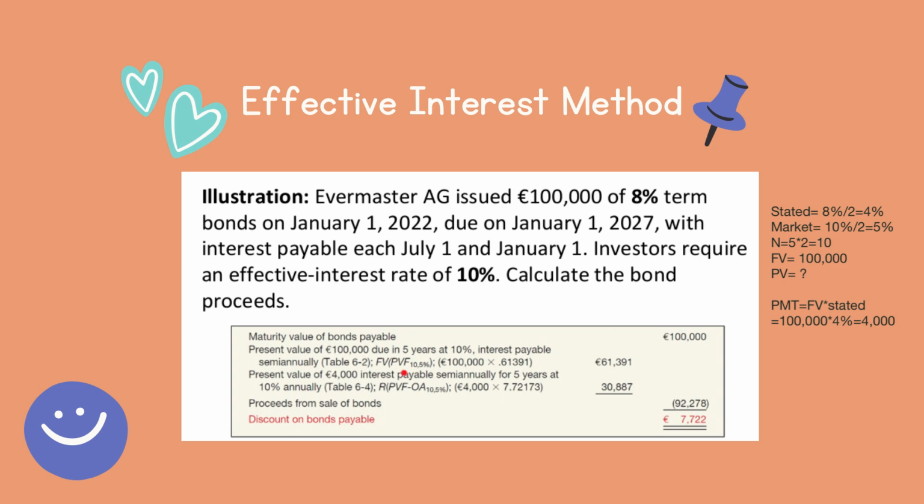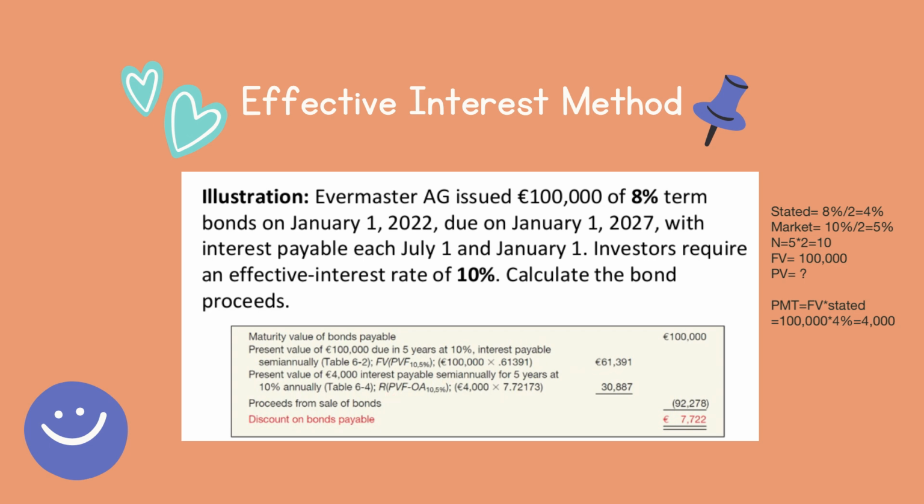See here, present value table. When N is 10, I is 5, the market rate. When we go to the tables, we always use the market rate, not the stated. Okay, the stated will be used only to calculate the payment. Okay. So we get this factor, we're gonna multiply it with 100,000, so it's this.